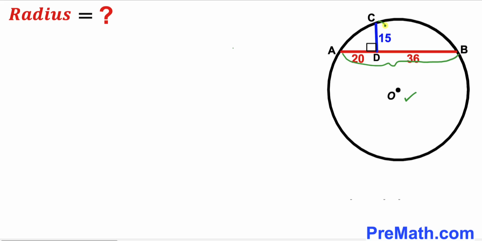We have a circle with center O along with this chord AB and this perpendicular CD, as you can see in the given diagram, such that this perpendicular CD is 15 units, whereas this horizontal segment AD is 20 units, and the other horizontal segment BD is 36 units. Now our task is to calculate the radius of this given circle.